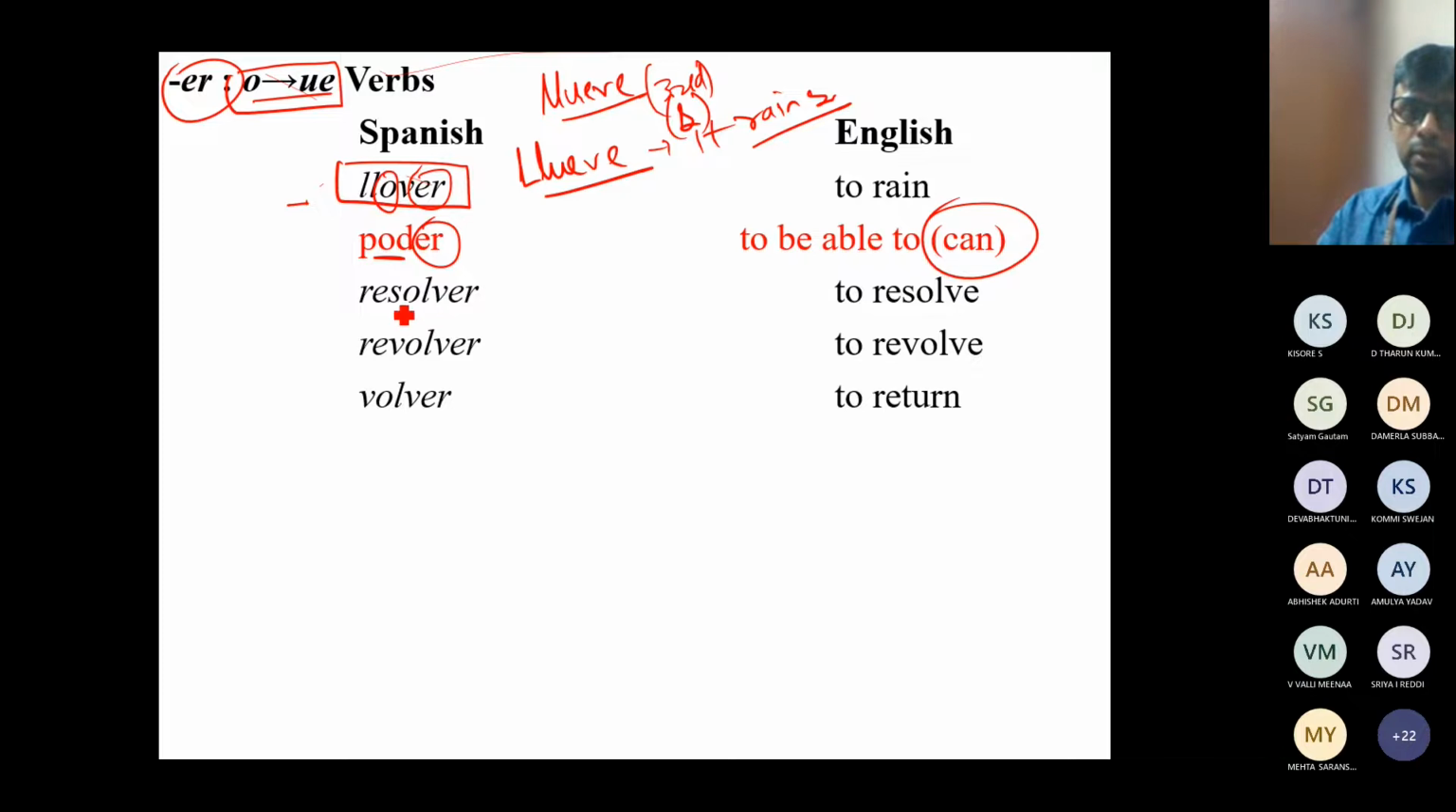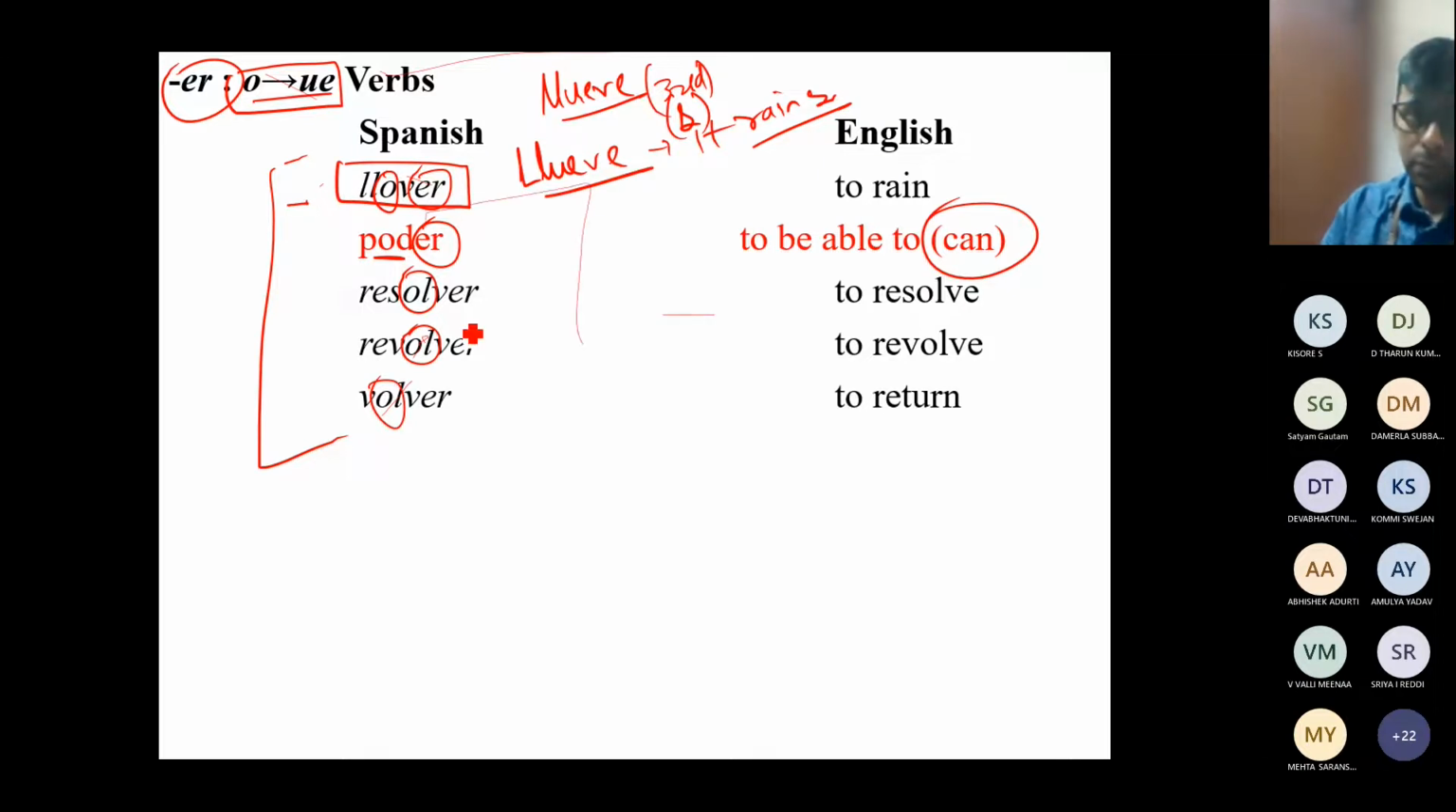Okay. Third one is resolver. So same rule here. Second last vowel. So this is the O. Revolver. This is the second last vowel. Volver is not a problem. This is the only vowel in the stem part. Okay. So these are the examples of ER ending verbs where O changes to UE in the stem part.